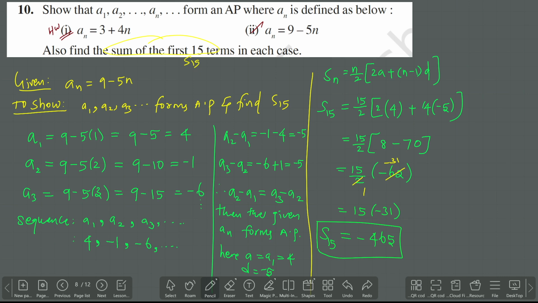If it is 2 marks, 1 mark they will not give. If it is 3 marks, 1.5 they will not give. First they are asking to show that it forms an AP. So we have to prove that it's forming an AP, then we are moving on. Understand? Shall we go one more?